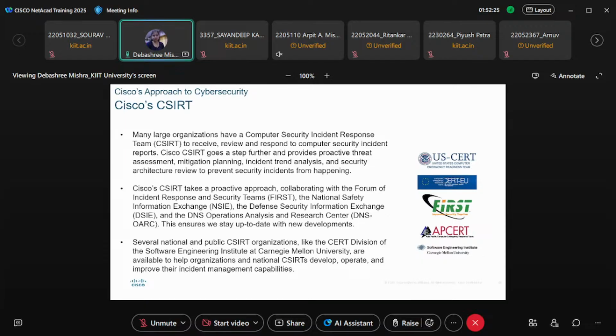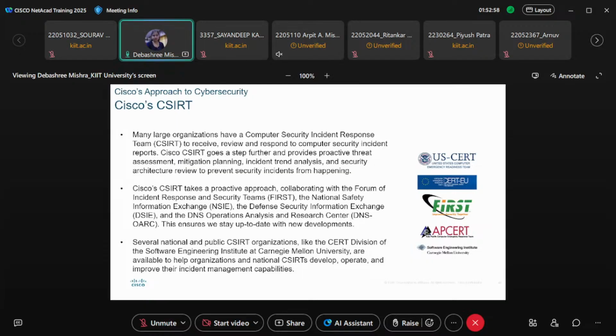The next is the Cisco approach to cyber security. In this one, just have a look at this, because certain things have been repeated, and there are certain teams, that is CSIRT, that basically receive, review, and respond to computer security incidents. Now Cisco has already set up this CSIRT, which takes further steps to provide proactive threat assessments, mitigation plans, incident trend analysis, and security architectures. They have already improved this.